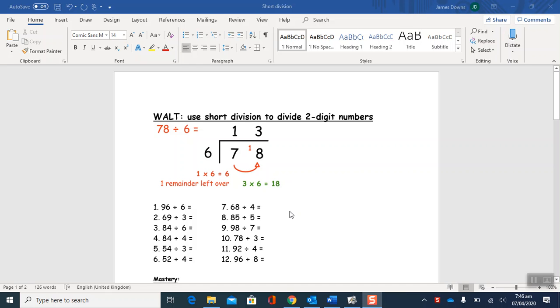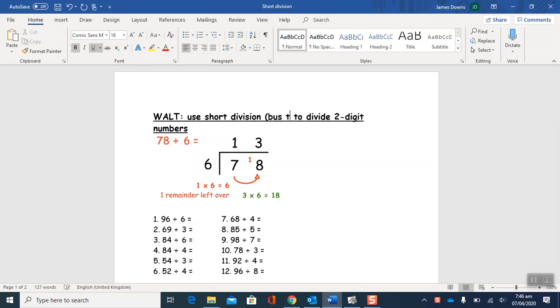Today we're going to be revisiting using short division, or the bus stop method, to divide two-digit numbers. This is going to be a theme of this week because it's a really useful skill to have, so we'll be looking at this quite a lot. Just to recap, I'll show you how to do a few of these so we can get started.